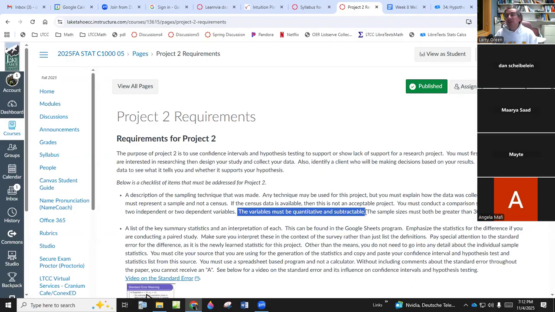Could you Google search? If you can pretty easily get the census, that means the entire population, then this won't work for the project. The population better be very large, so large that you just can't do it, but you can get a sample. Does that make sense?